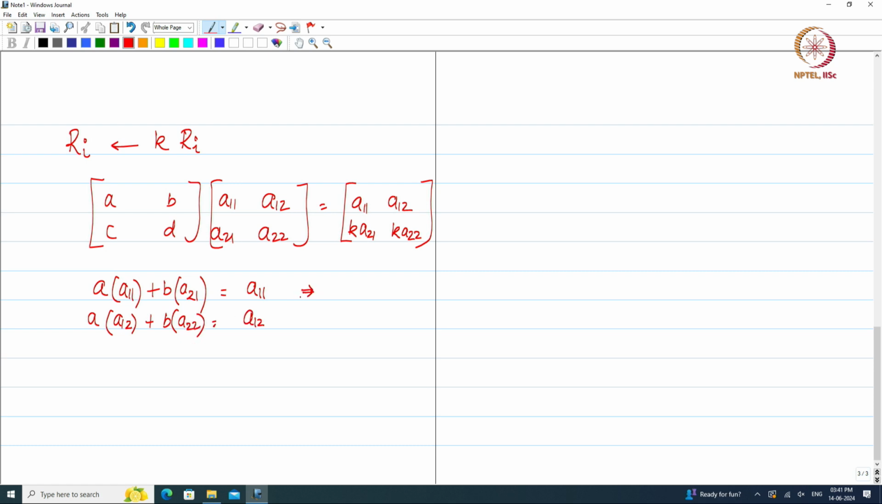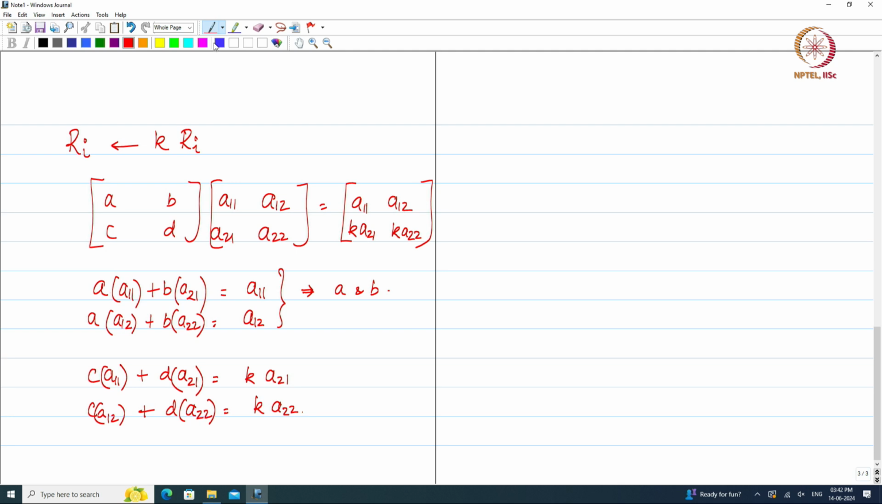Now, this clearly says what the values are going to be. Let us get the value of A and B. Similarly, let us look at the second equation. We have C times A11 plus D times A21 is equal to K times A21, and C times A12 plus D times A22 is equal to K times A22.